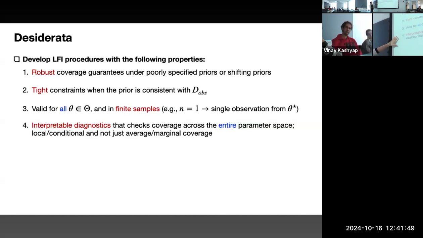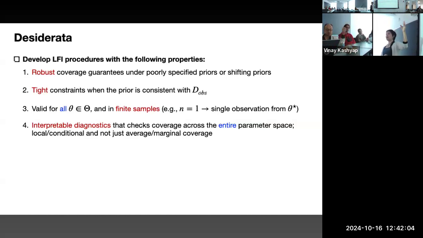And then the last, and I worked on this for 5-10 years, we also want interpretable diagnostics that actually check the coverage across the entire parameter space. Regardless of what method you have for your credible region, I can check where in parameter space I get my frequentist coverage, and where I don't. So even if you don't like any of that, you can use your credible regions and see how good they are. So this is what we want.